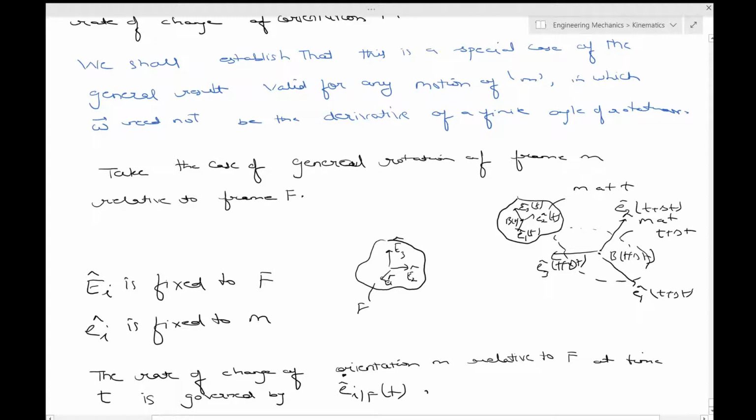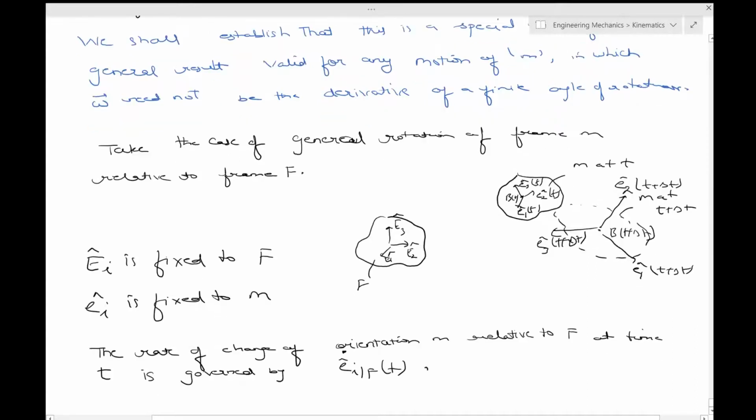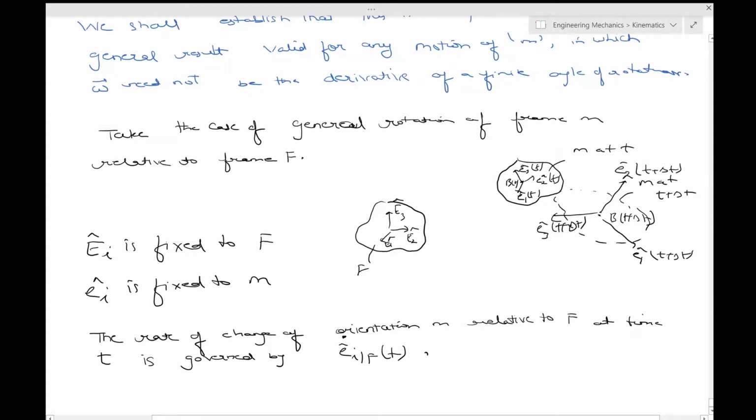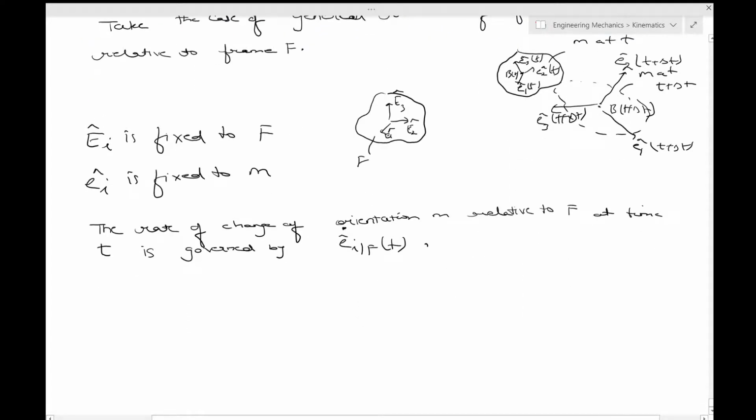You can imagine that in a whole mechanism, this M can be a rigid body which is moving with respect to the F frame. Okay. And these are not independent, like e1 dot may not be independent of e2 dot. So let's see how we can show that they are not independent.